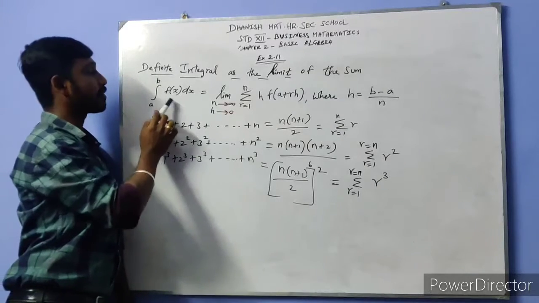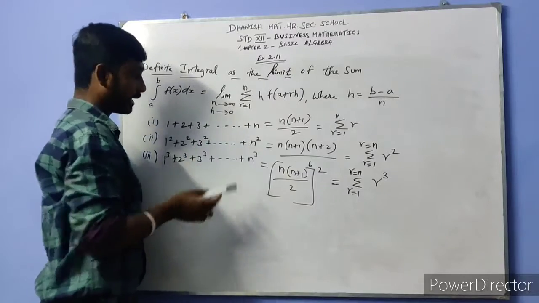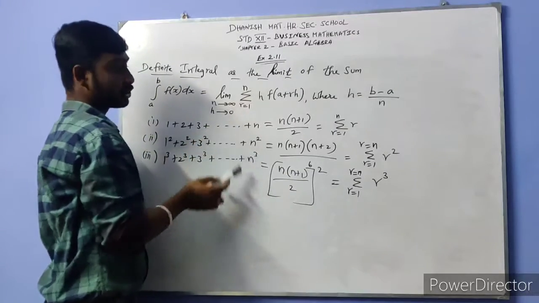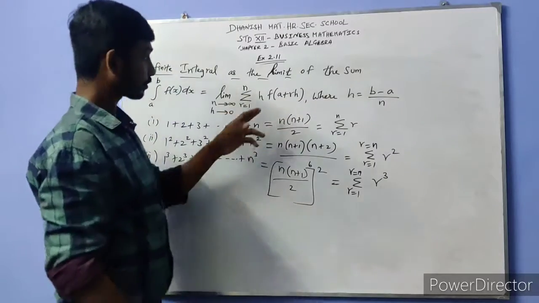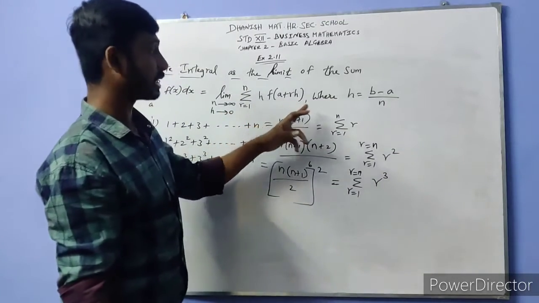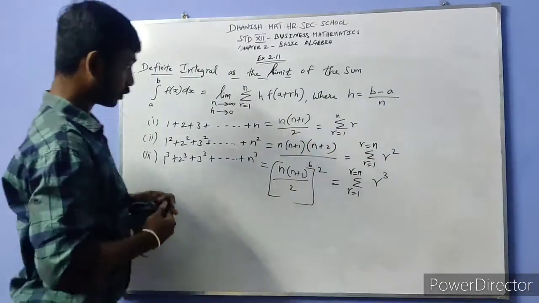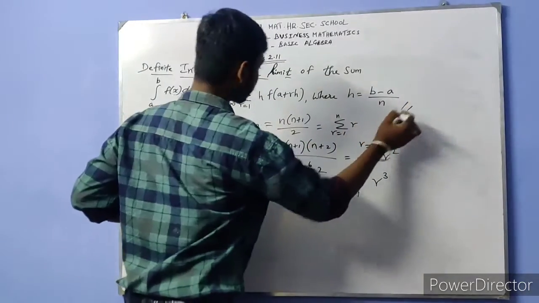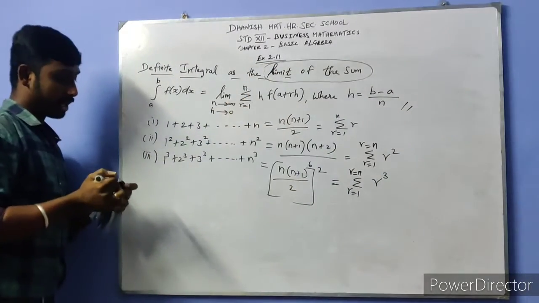Integral of a to b f of x dx is equal to the limit as n tends to infinity, h tends to 0, of the summation from r equal to 1 to n of h into f of a plus rh, where h is equal to (b minus a) divided by n. So this is the formula for the definite integral as the limit of the sum.